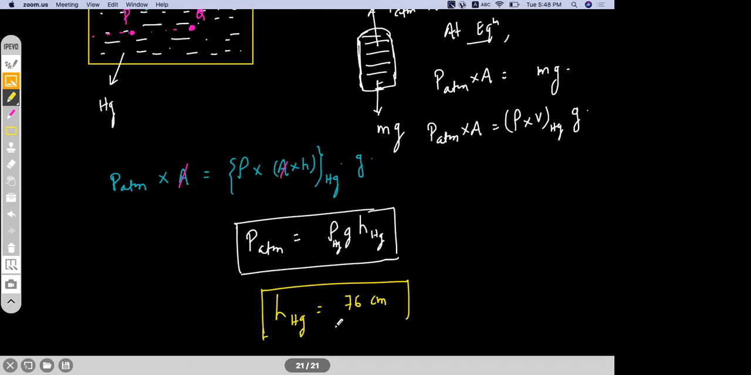It means if you take 76 centimeter of mercury column, it exerts a pressure equal to the atmospheric pressure. That's why we say the atmospheric pressure equals 76 centimeter of Hg or 760 mm of Hg. Okay, like that. It means 76 centimeter height of liquid Hg is one atmospheric pressure. Any doubt in this?